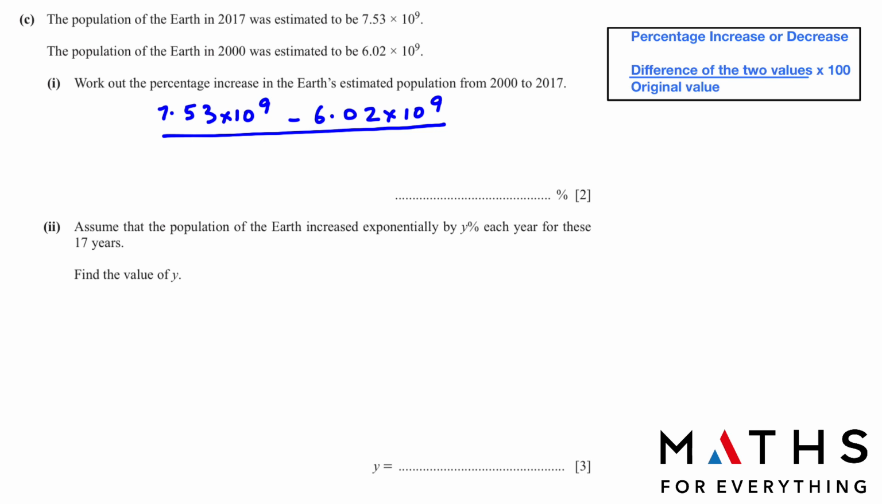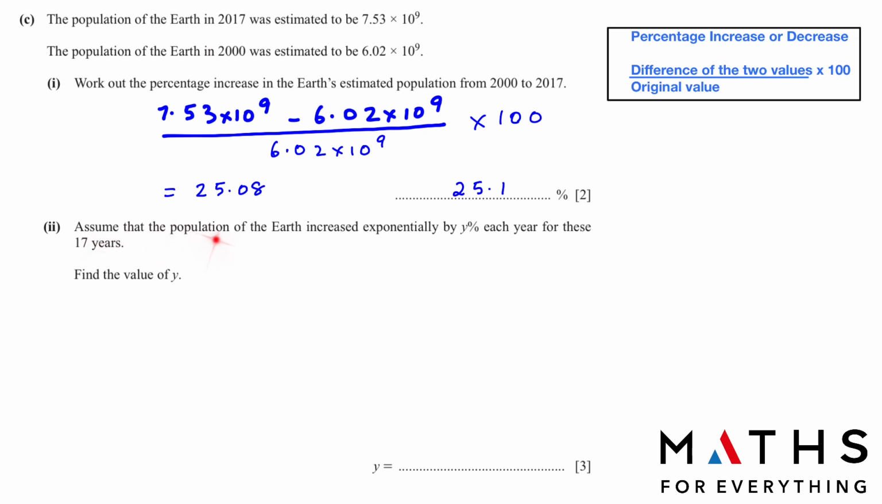In 2000 it was 6.02. That will go in the denominator. And multiply this whole thing by 100. You don't need to simplify, you can put it in the calculator directly. We will get the answer 25.08. We can round it to 1 decimal or leave it like that. I'll round it, but if you're not sure, you can leave it like that.